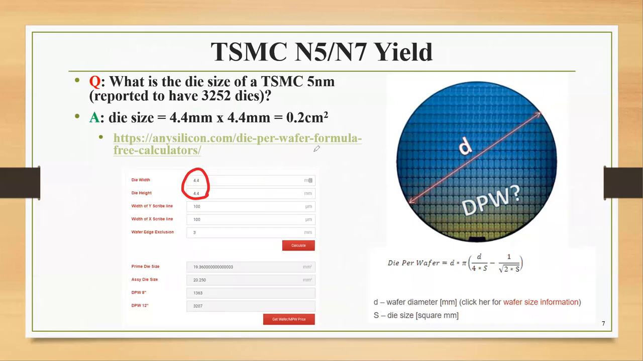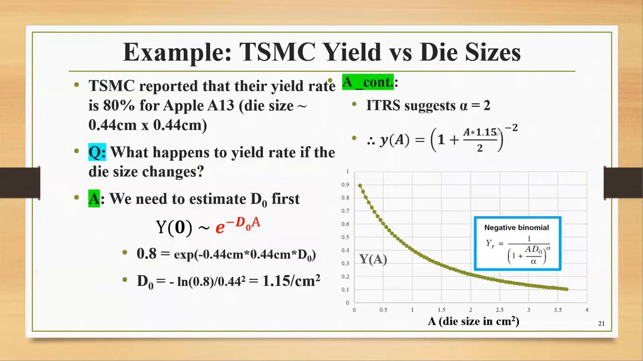this online calculator. I figured out that in order to have 3200 dies on a 12-inch wafer, you need to have your die roughly about 0.2 centimeter. So with this in mind, I'm going to calculate using the ITRS negative binomial distribution.